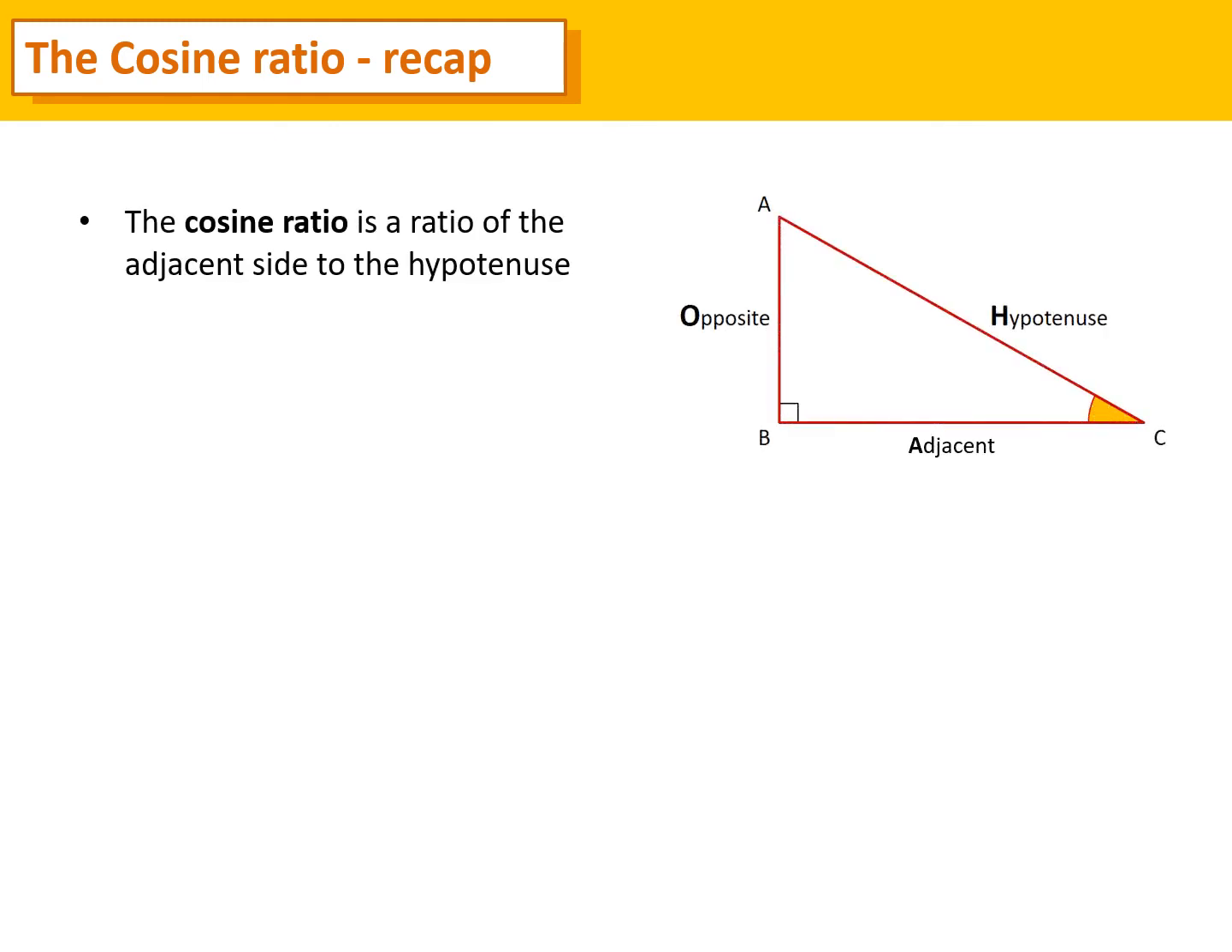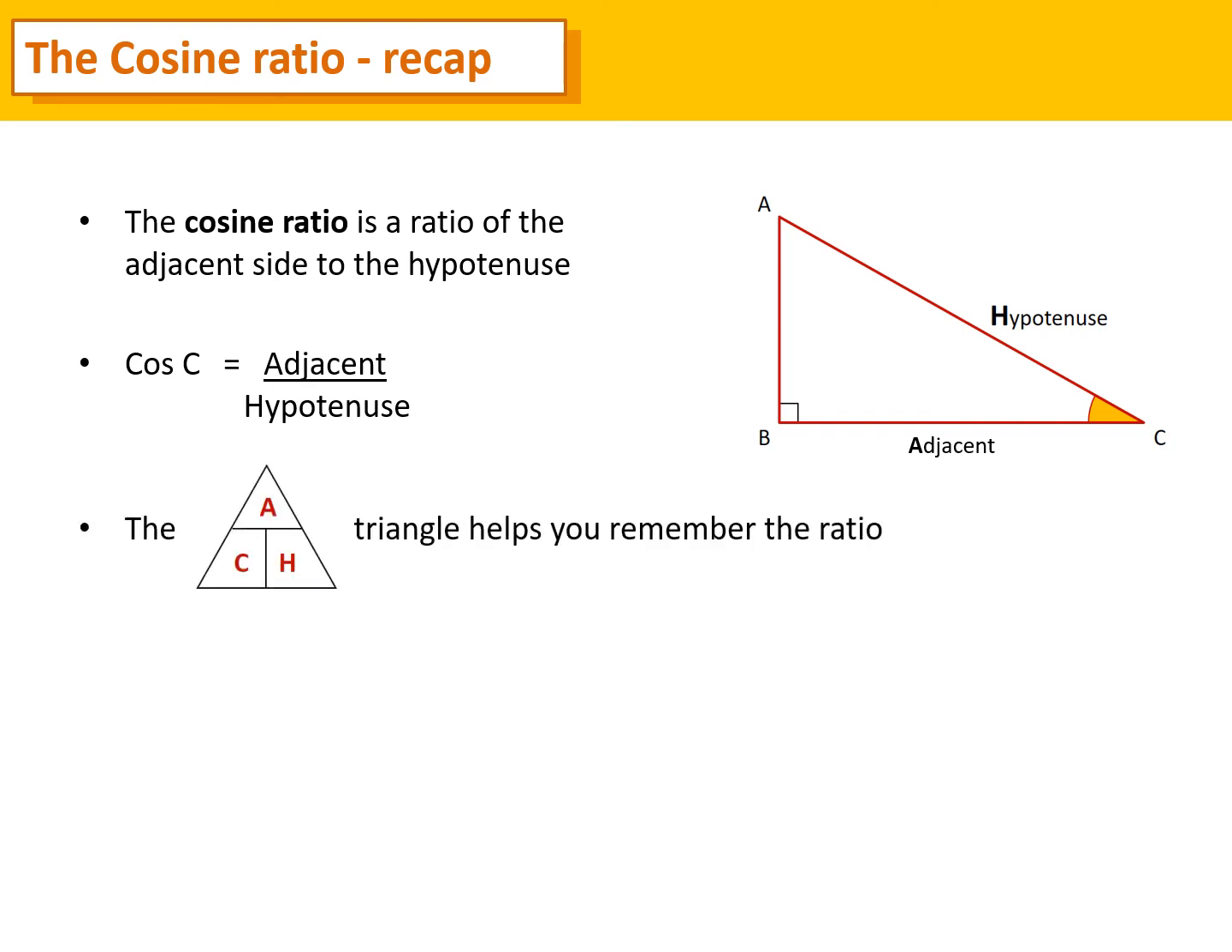Let us put all this together in a recap. Cosine is a ratio of the adjacent side to the hypotenuse in a right angled triangle. The eye of the angle looks at the opposite, the right angle looks at the hypotenuse, and so the third side must be the adjacent. You need to know how to label those sides. Cosine C would be the adjacent divided by the hypotenuse. We can use the shortcut triangle if it helps.